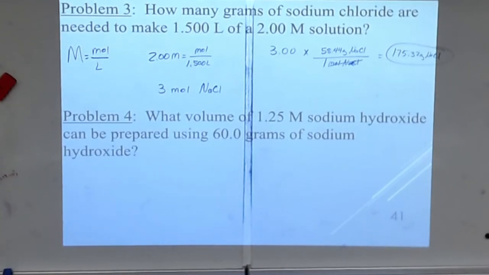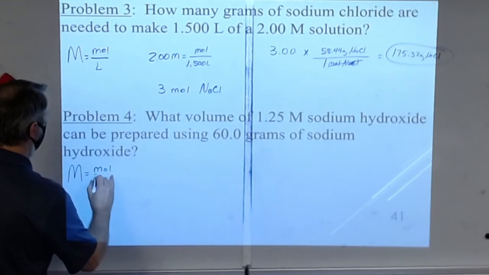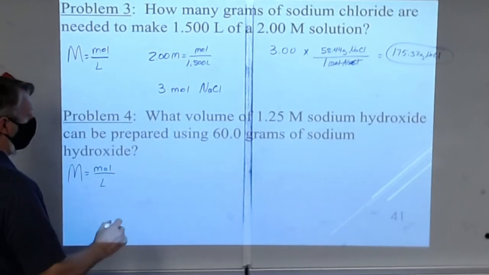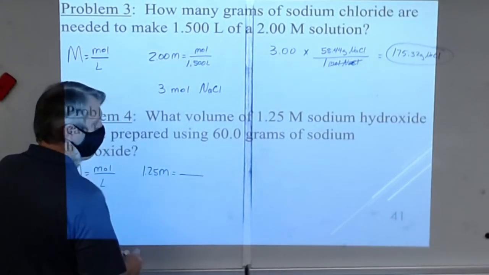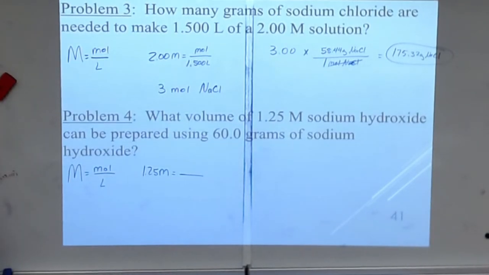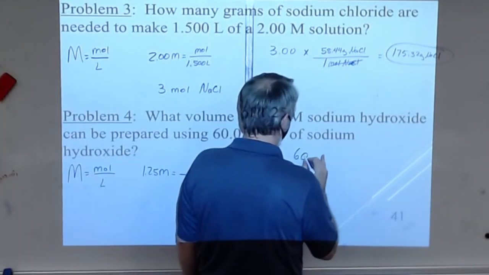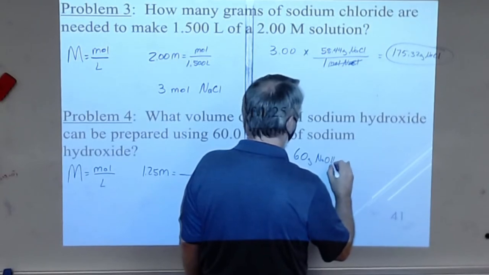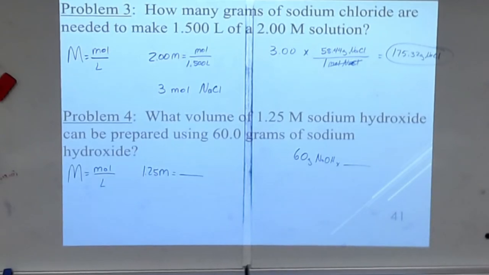Problem 4. What volume of 1.25 molar sodium hydroxide can be prepared using 60 grams of sodium hydroxide? Go back and write our formula. M equals moles over liters. And I have 1.25 molar. Do I have moles? Can I get moles? So I've got 60 grams of NaOH. How do I get from grams to moles? By molar mass.